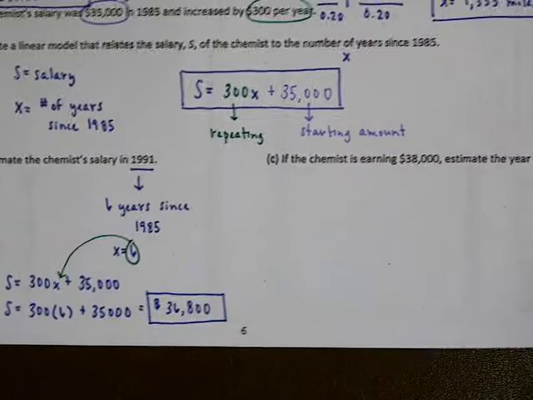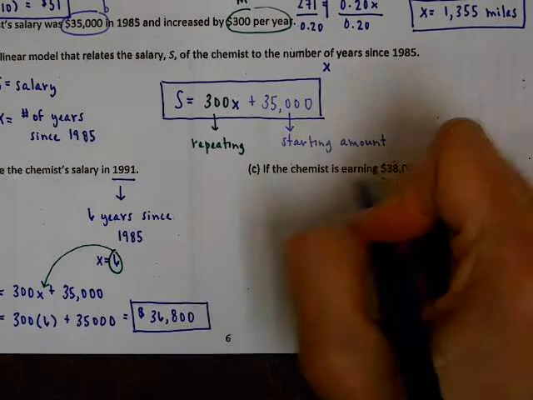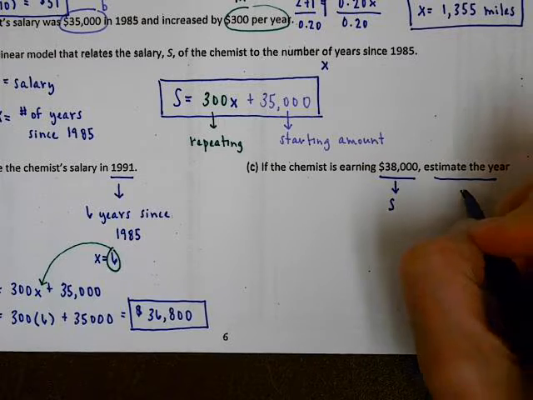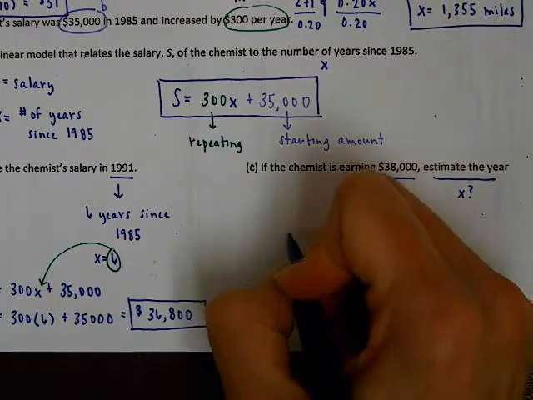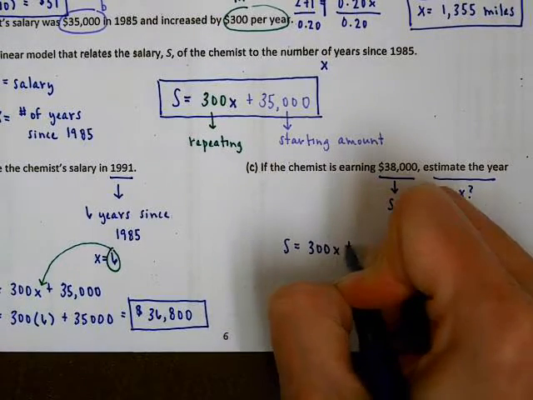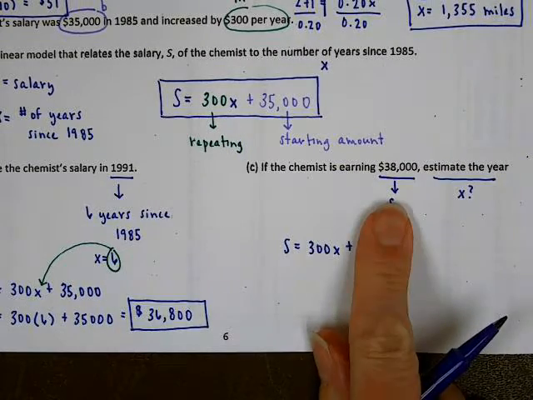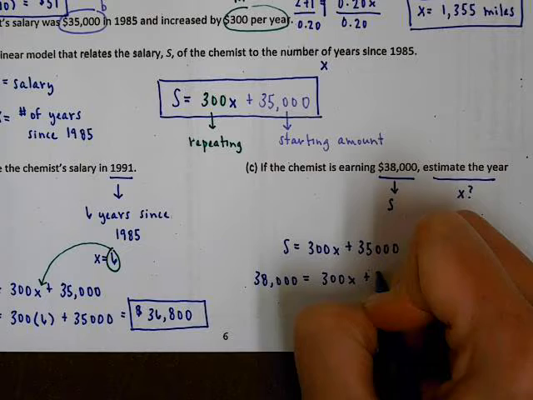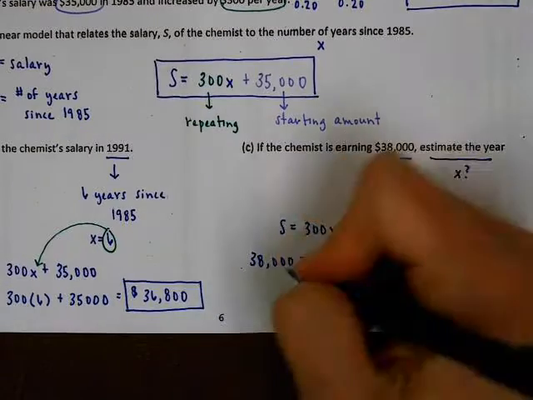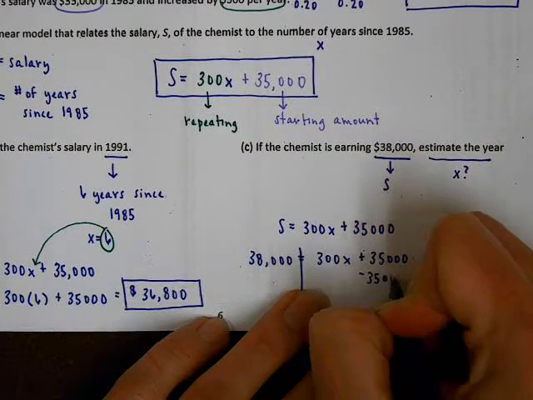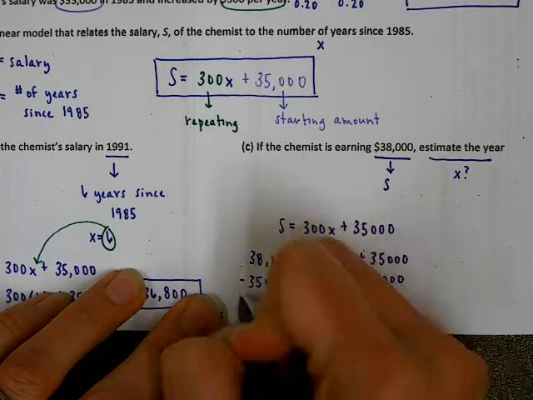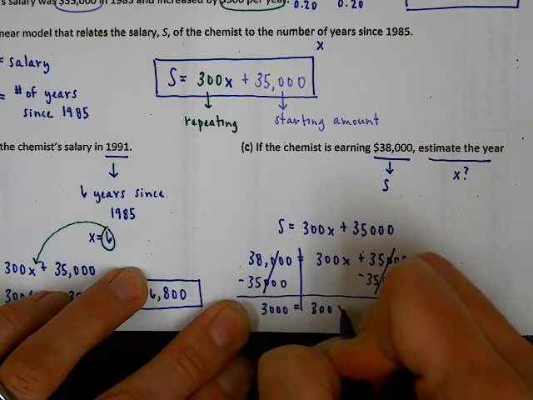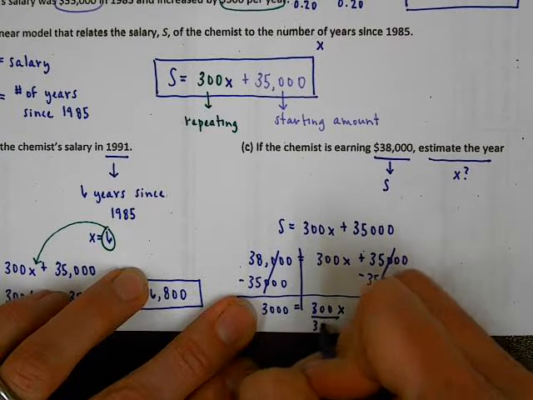All right, now for our last part, it says if the chemist is earning $38,000, so I know this is their salary. Now it's asking us to estimate the year. So we have to figure out what X is. So again, we go back to our model. We know S is 300X plus 35,000. This problem is telling us that S is 38,000. And then we're going to solve for X. So the first thing I'm going to do is subtract my 35,000 from both sides. So that's going to give me 3,000 is equal to 300X. So last thing I need to do to isolate X is divide by 300.